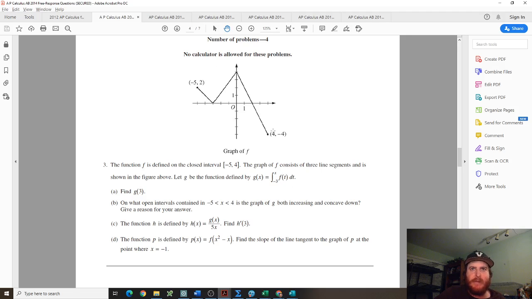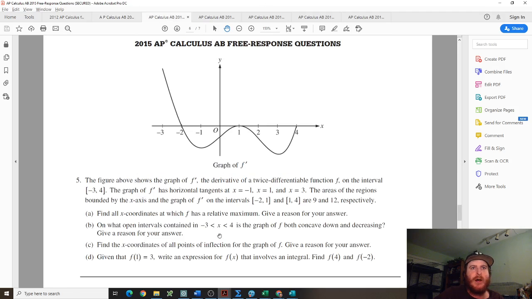So they give you the graph of the derivative and they say, hey, g of x is our integral. And they'll ask different things like find g of 3, find where this is increasing, find where it's decreasing. Sometimes on these, they do something else, like this one has a quotient rule. I've seen L'Hopital's rule asked here. I've seen tangent lines asked here. Find where we have a maximum, find where the graph is concave down and decreasing, find points of inflection, all that kind of good stuff.